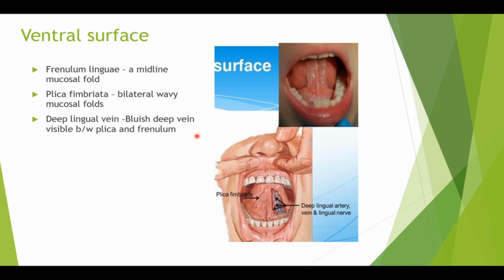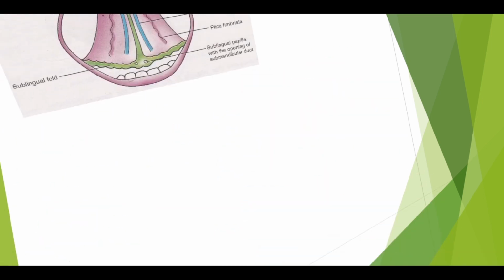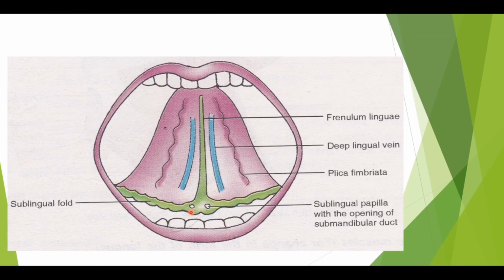On the ventral surface, or you can say on the inferior surface, I'll show you a diagram that will make it easier for you to understand. Here in the midline there is a green colored structure, that is the frenulum linguae. It is a midline mucosal fold, and on either side there is a wavy bilateral mucosal fold called the plica fimbriata. Now in between the plica fimbriata and the frenulum linguae there is a bluish deep vein, that is the deep lingual vein, and that helps in the drainage of the tongue.